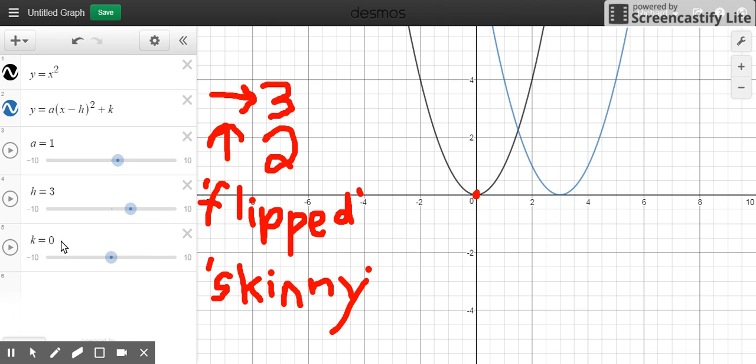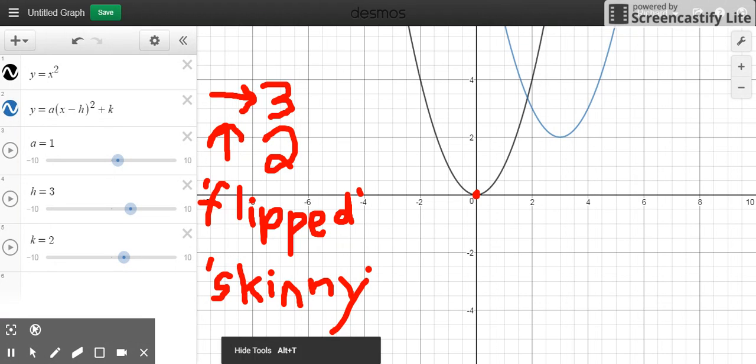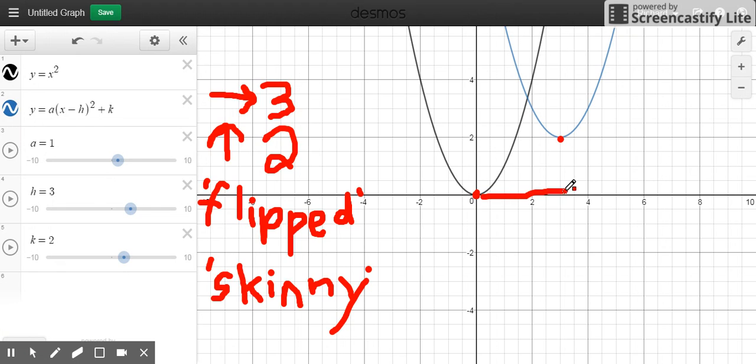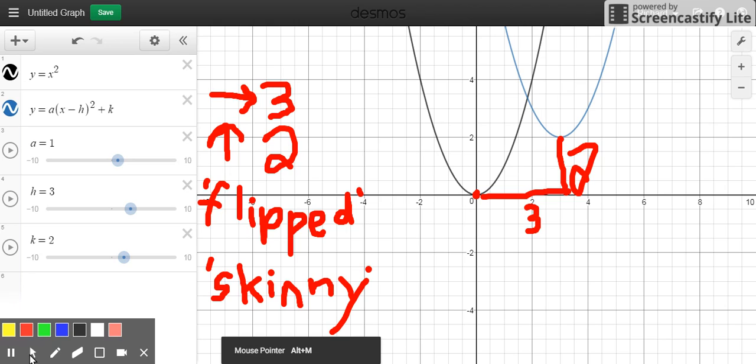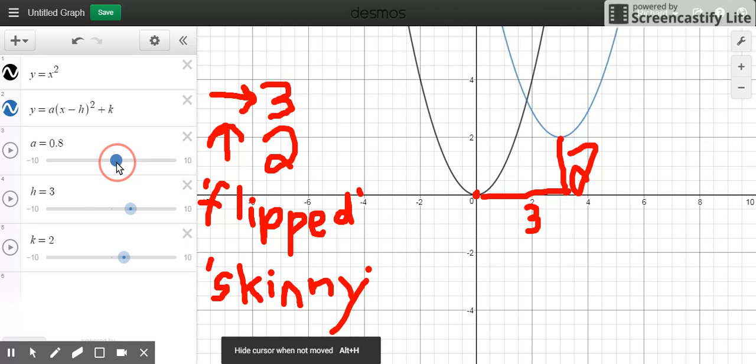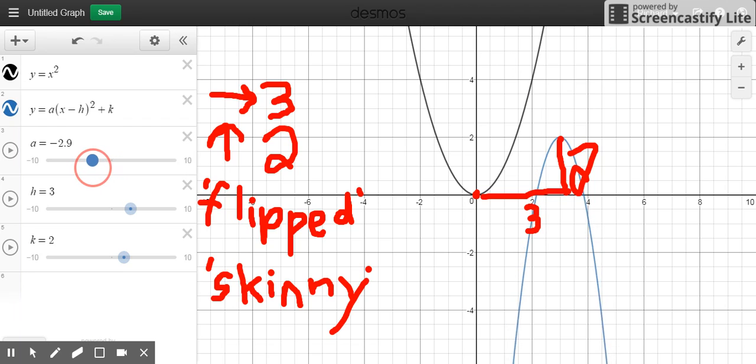Now we want to move it up 2. So to move it up 2, as you saw before, we're going to use our k value. So I'm going to move k to +2. Okay, a little too far. There we go. So k is now at +2. And as you can see, my locator point is now at, bam, (3, 2). So I went right 3, as you can see there, and up 2. Okay, and then to reflect it, I'm going to go to my A value now, and I'm going to make it flip, so it's going to make it negative. And I want it skinny, so I'm going to make it any value less than 1. Okay, and as you can see, there would be my graph.